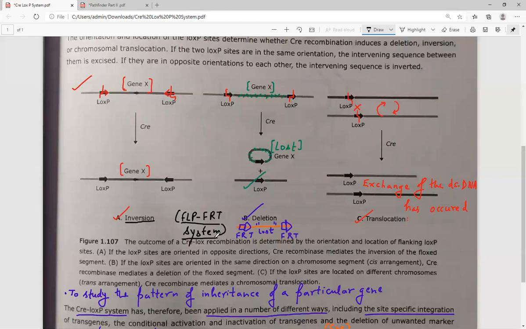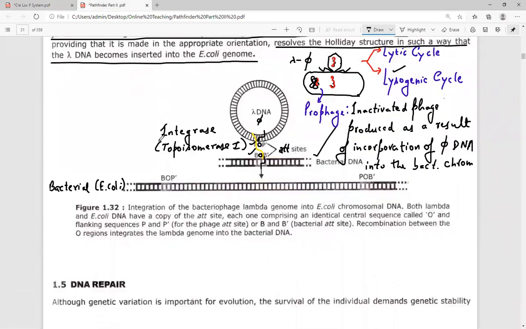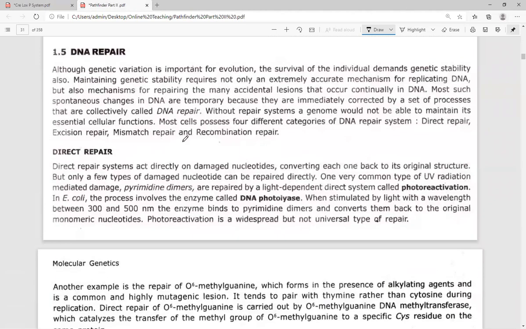With this, I conclude today's lecture. In tomorrow's lecture, we will continue with the DNA repair mechanism.